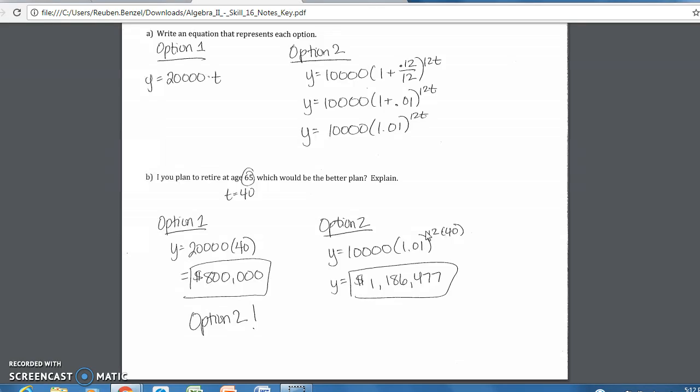Let's say you start work at 25 years old, and you want to retire at 65 years old. So if you get $20,000 a year, even though initially it would be better because you get that $20,000 instead of $10,000 and you get it every year, you multiply that by 40 and you get $800,000. Versus for option 2, you multiply by 1.01 and then you do 12 times 40 for your exponent. And you get a little bit over 1.1 million for that.